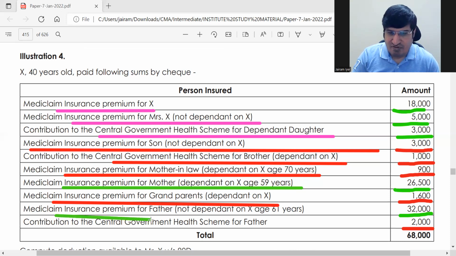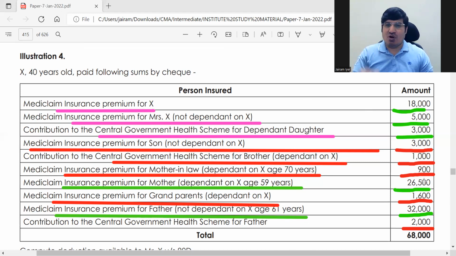Okay, so mediclaim for father 32,000, we will take it. First, what we are seeing in this red and green which I have marked here is what we will take and what we will not take. These reds are what we will not take, that will go out. Then among the green we will see how much comes within the limit that we have to test.